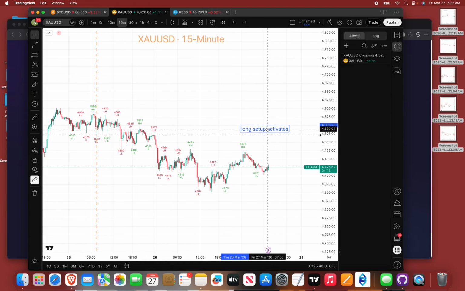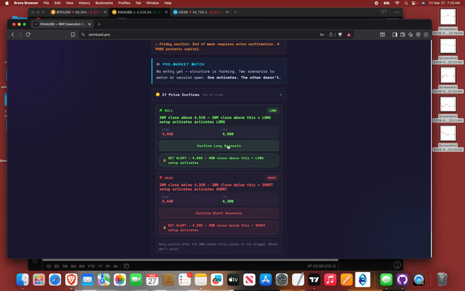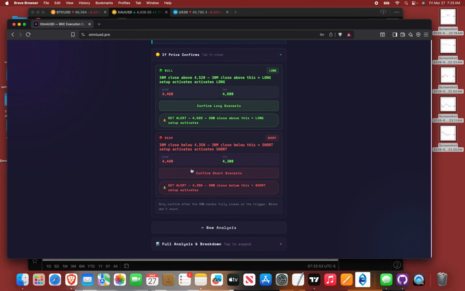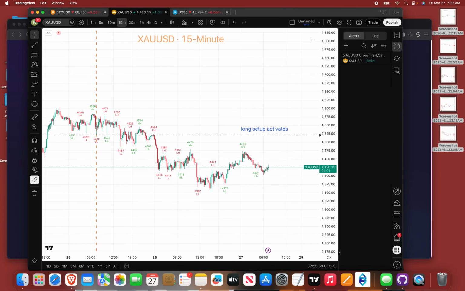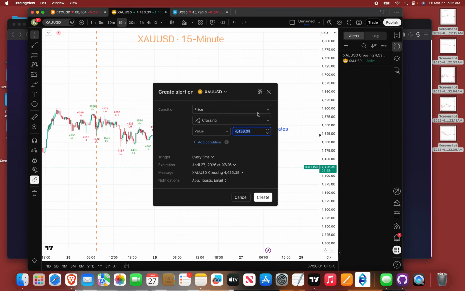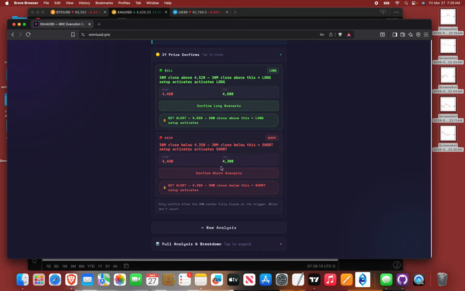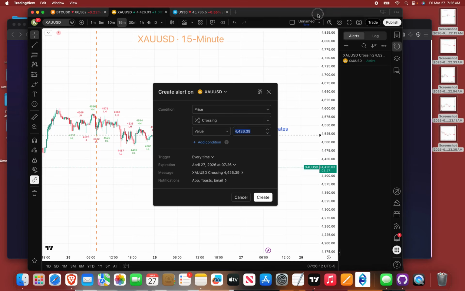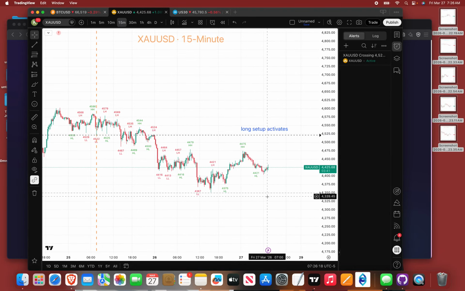Alright, 45.20 right here, set that, and go back and we look at the 30-minute close. A 30-minute close below this number, 43.50, means it's a short. So we put another alert in for 43.50. Basically what it's saying is, if price goes below this number and stays below it and gives you a 30-minute confirmation twice, that means boom, we're short.